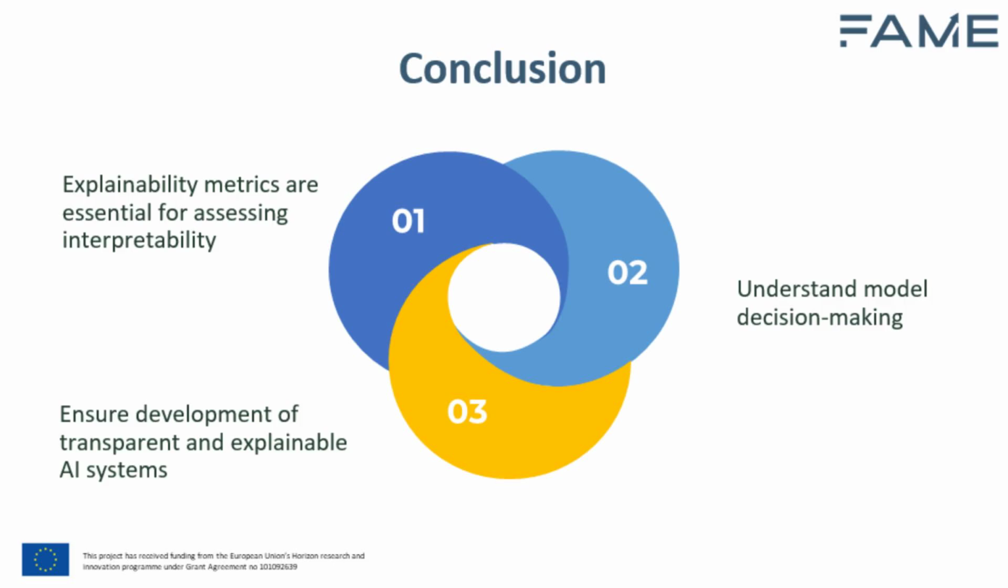In conclusion, explainability metrics are essential for assessing the interpretability of AI models. They allow us to understand how a model arrives at its decisions and provide insights into the underlying factors driving those decisions. The incorporation of these metrics into model evaluation frameworks enables more transparent and explainable AI systems.